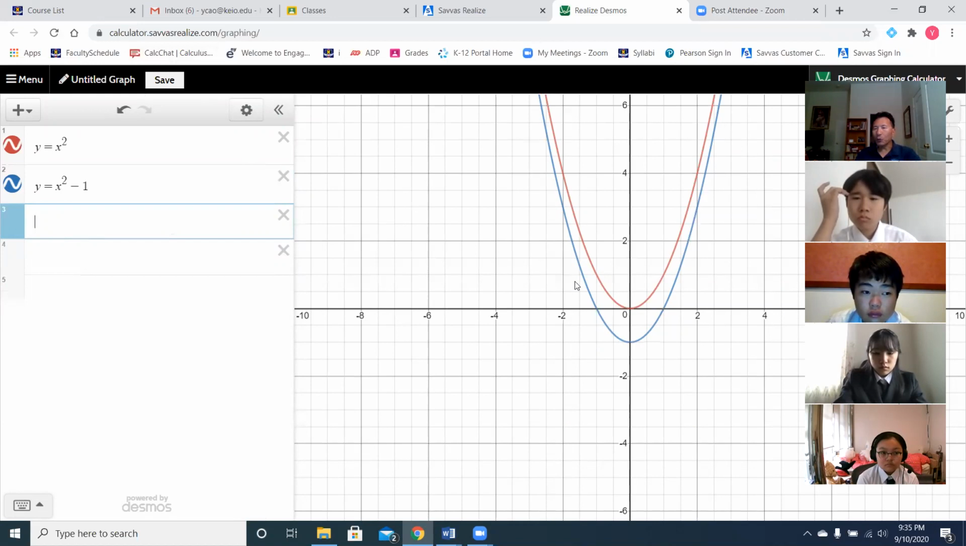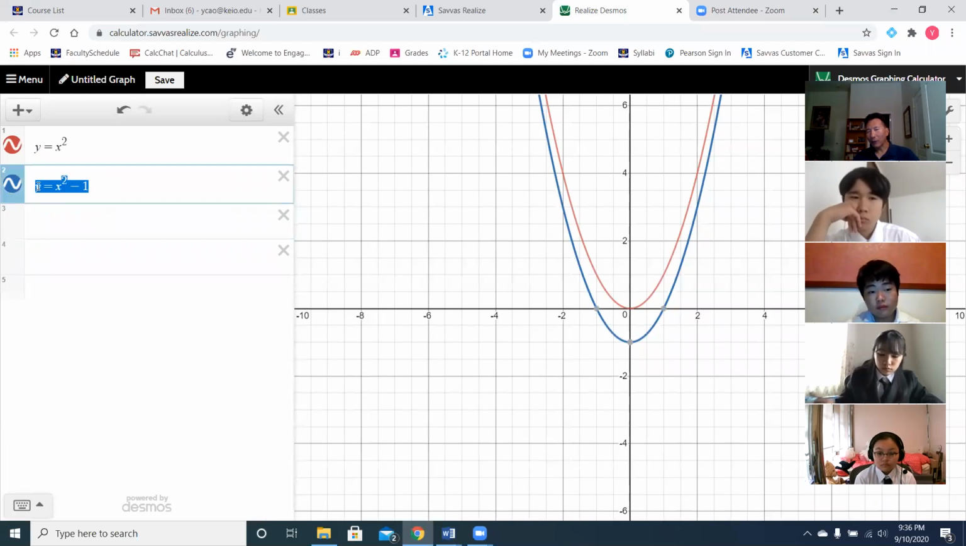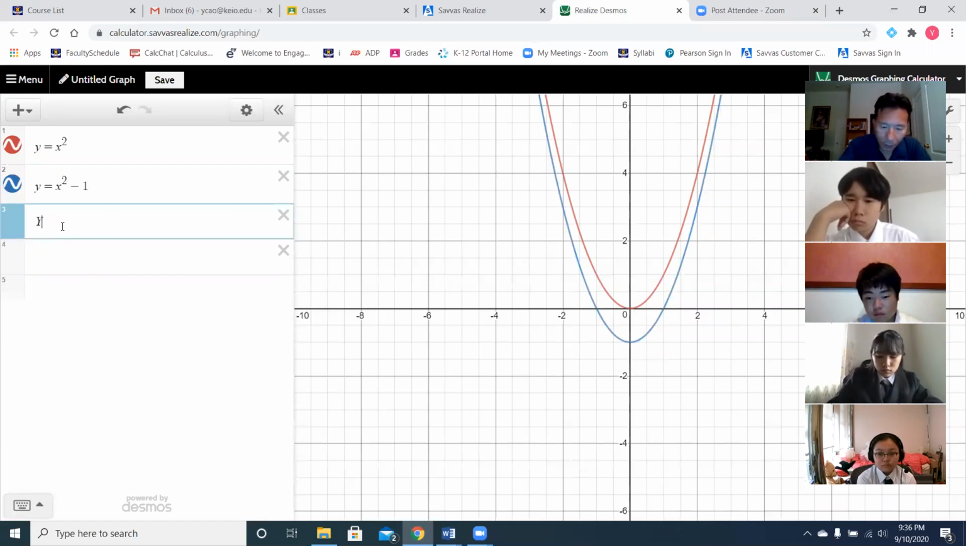Look at those two graphs. What can you tell me? Compare those two graphs. How can we get this graph? Basically, you move the red one down by 1 unit, and you get the blue one.